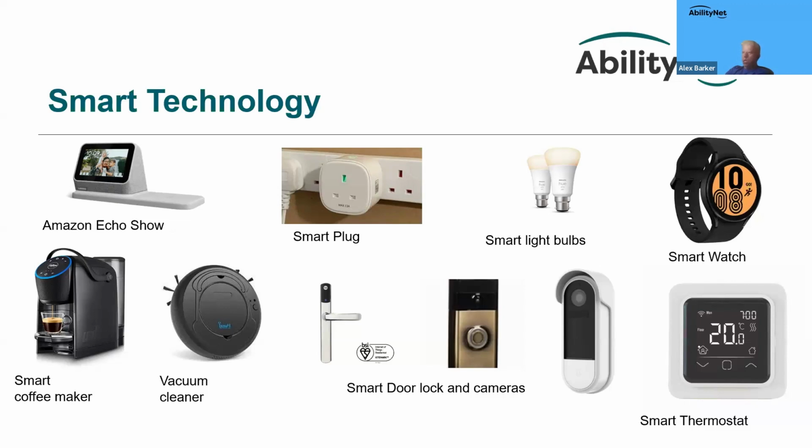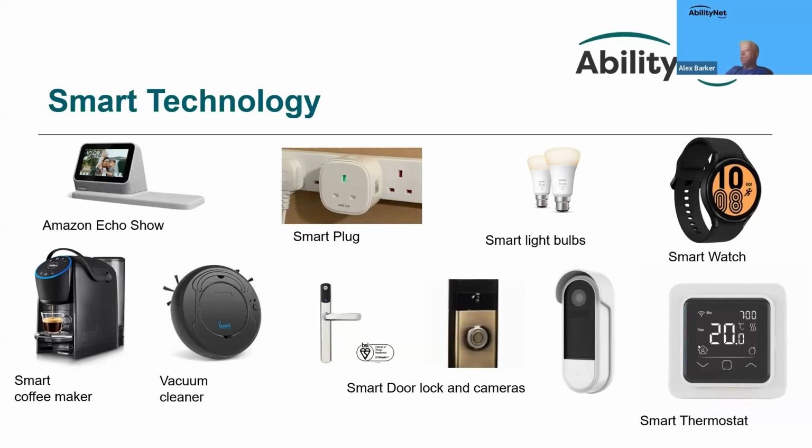To the bottom of that on the left, we've got a smart coffee maker where you can get a cup of coffee like at 7:30 in the morning. We've got a robotic vacuum cleaner, which can help you do your housework.